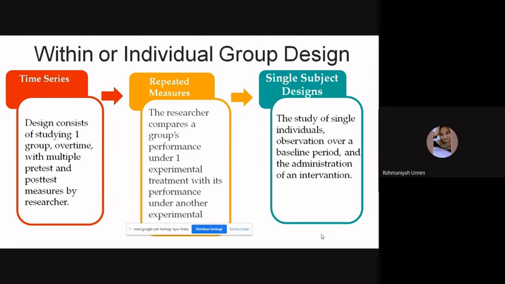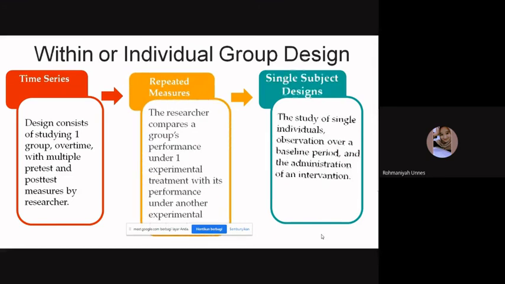So all participants in a single group participate in all experimental treatments. And the last is single subject design: the study of single individuals in observation over a baseline period and the administration of an intervention. This is followed by another observation after the intervention to determine if the treatment affects the outcome. So that's all about the types of experimental research.